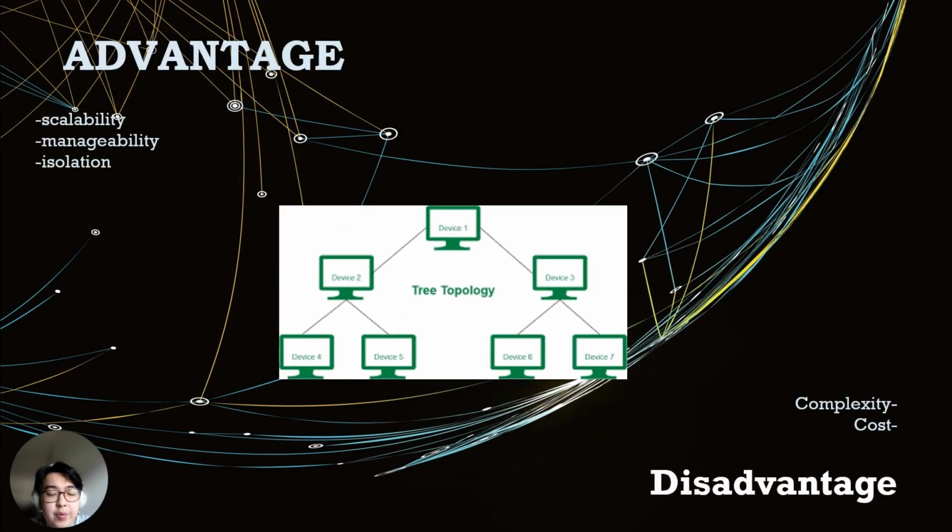The advantage is that it's easier to scale because you can just add more branches to add more devices or nodes. It's easier to manage because there is centralized management of each segment with distribution services. And isolation means that if there's an error with one of the branches, it won't affect other branches. The disadvantage would be that it's very complex. The hierarchical structure would be hard to maintain and install, and it costs way more than simpler topologies like bus or star.